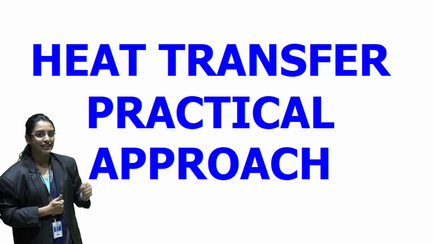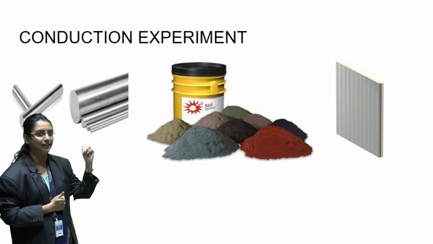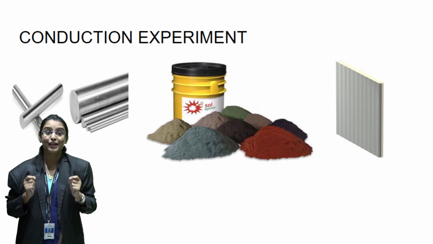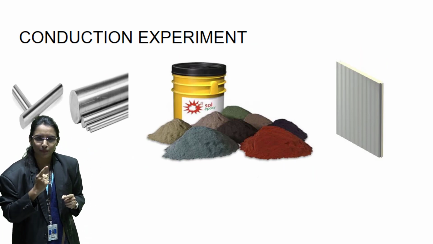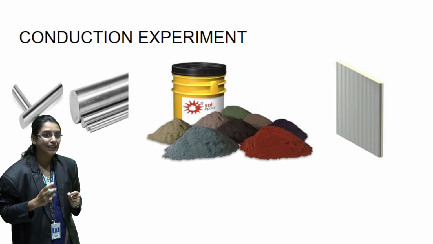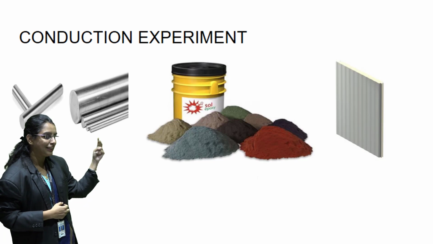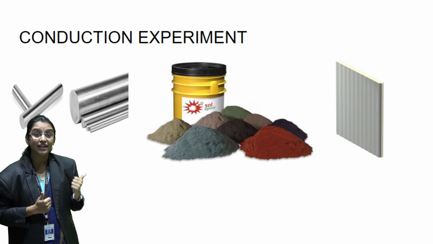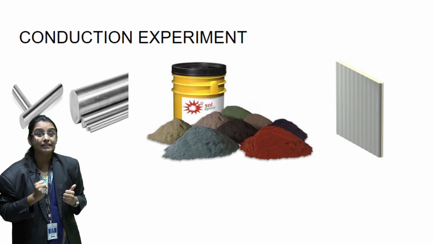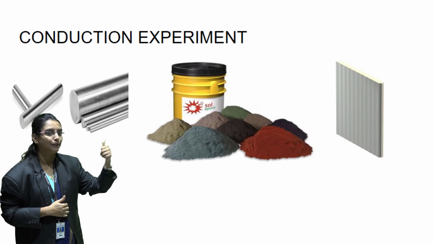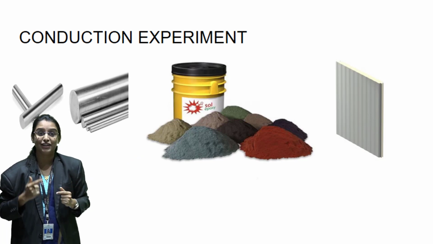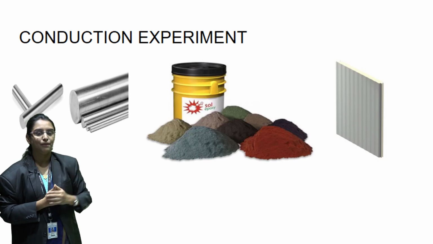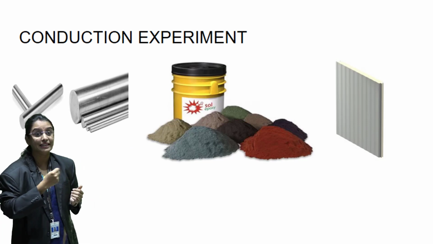Now we are moving toward the practical approach for this subject. Let's move toward the first topic, the conduction experiments. Conduction deals with three experiments. The first is determination of thermal conductivity of a metal rod, with which we determine the heat carrying capacity inside the material. Next, determination of thermal conductivity of insulating powder, to determine the heat carrying capacity inside the insulating powder. The third is determination of thermal conductivity of a composite wall, to determine the heat carrying capacity inside the composite wall.